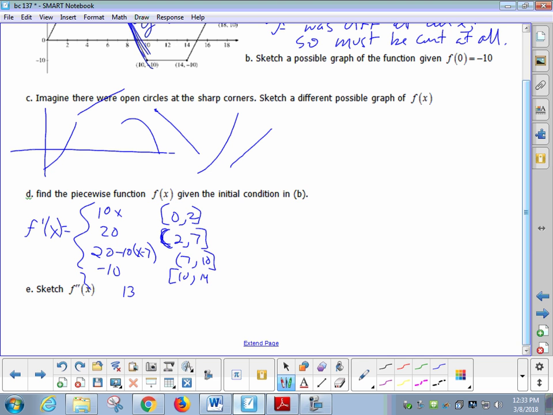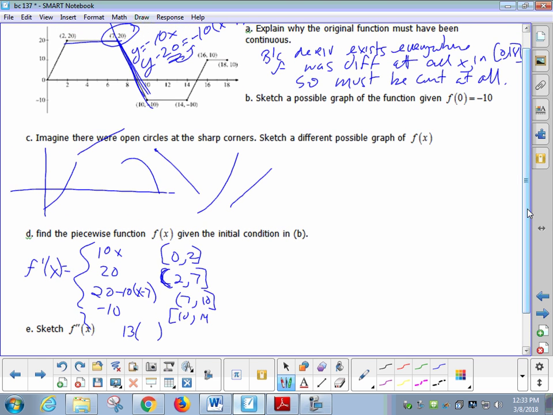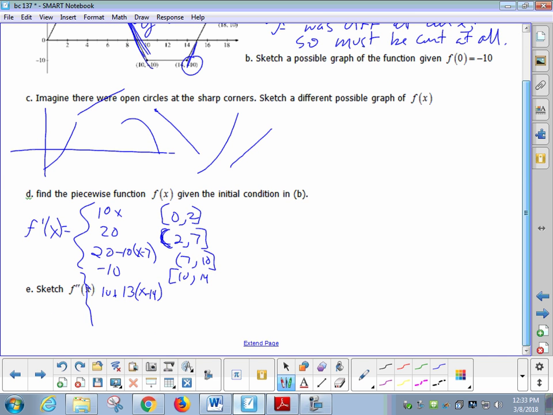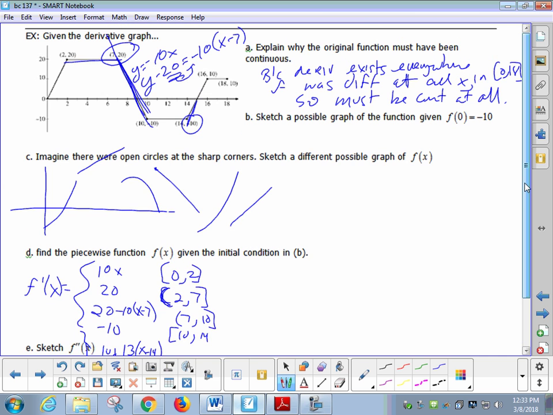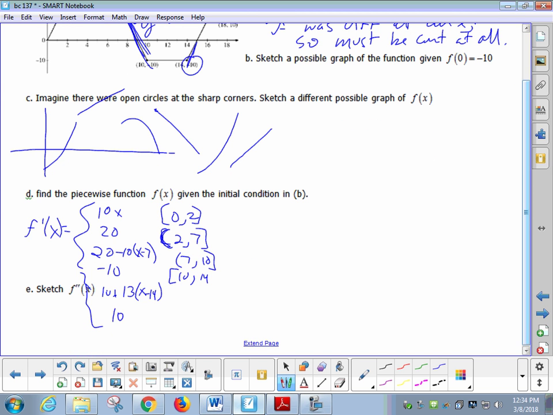What about the piecewise component? 13 times x minus 14. And what about the y? Shifted over, moved over 10. All right, last but not least, what else we got? A horizontal line of 10 from 14 till 18.